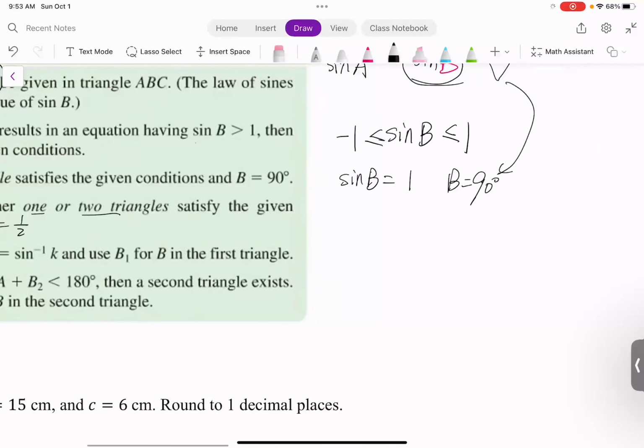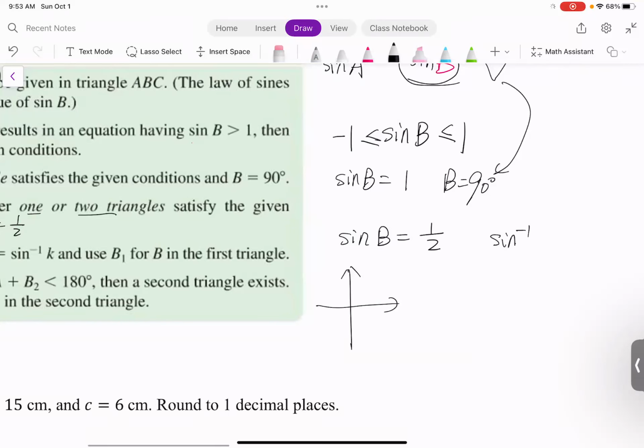Okay, let's solve the first triangle. For example, by solving the equation, my sine B is 1/2. And then by using the inverse sine of 1/2 equals B, I can use my calculator to find the solution. My calculator for finding this only provides us the angle in the first quadrant and the fourth quadrant. If the value is positive, it provides us the angle in the first quadrant.